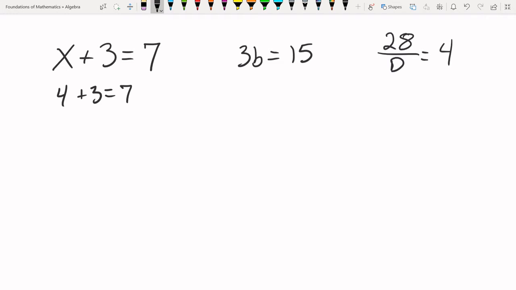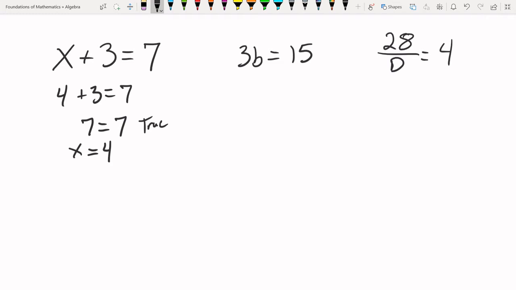Now, x is a variable. It can be kind of whatever you want. But there's only one value for x that makes this equation true. And that is what we care about. 4 plus 3 is 7, and 7 equals 7 is a true statement. So, x equals 4. For the next one, what times 3, or 3 times what, equals 15?